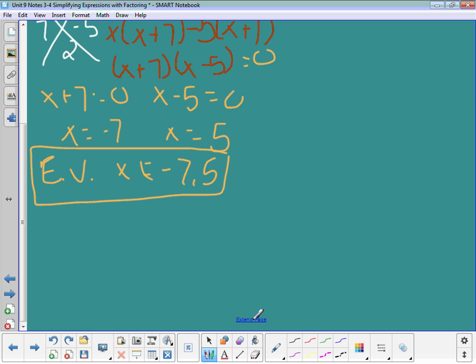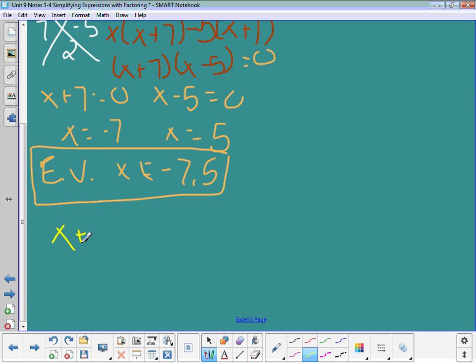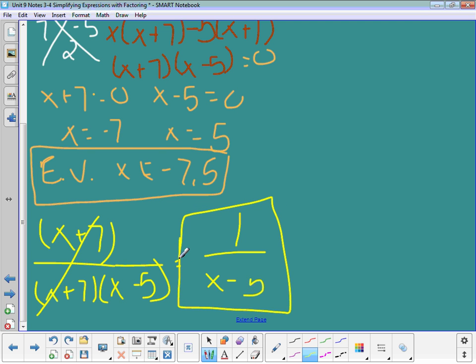Let's go ahead and write that out simplified. On the top, we have x plus 7. On the bottom, we have x plus 7 times x minus 5. Now we want to cancel out these two factors again, because that x plus 7 is the only thing on the top. And then we're going to have 1 over x minus 5 left as our simplified rational expression.